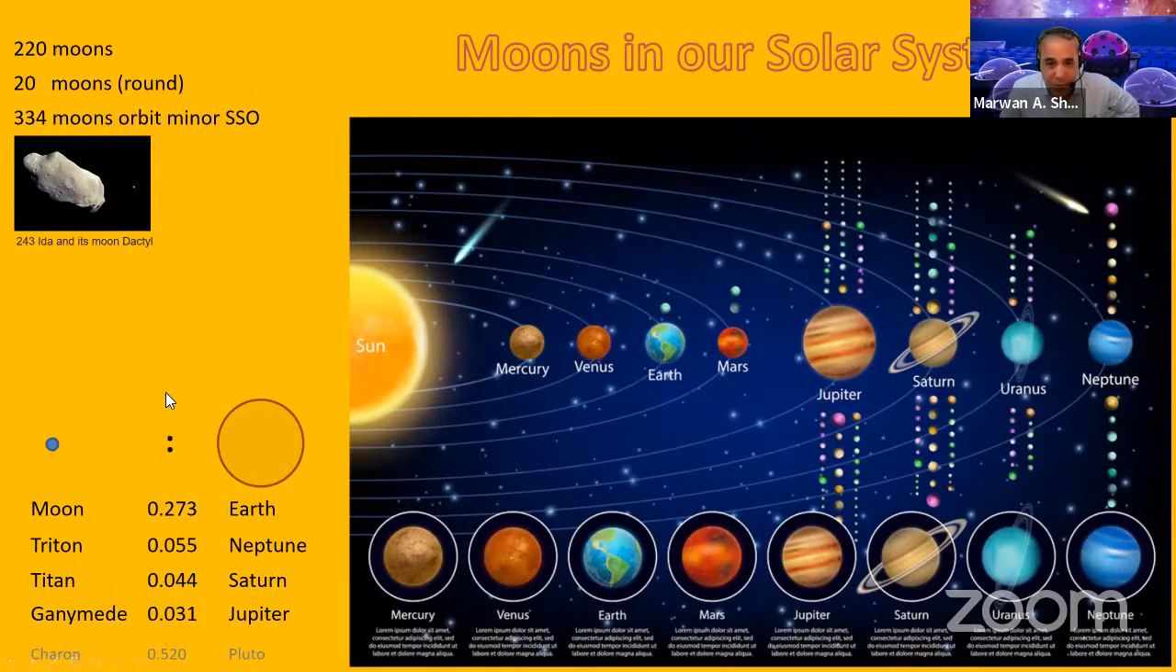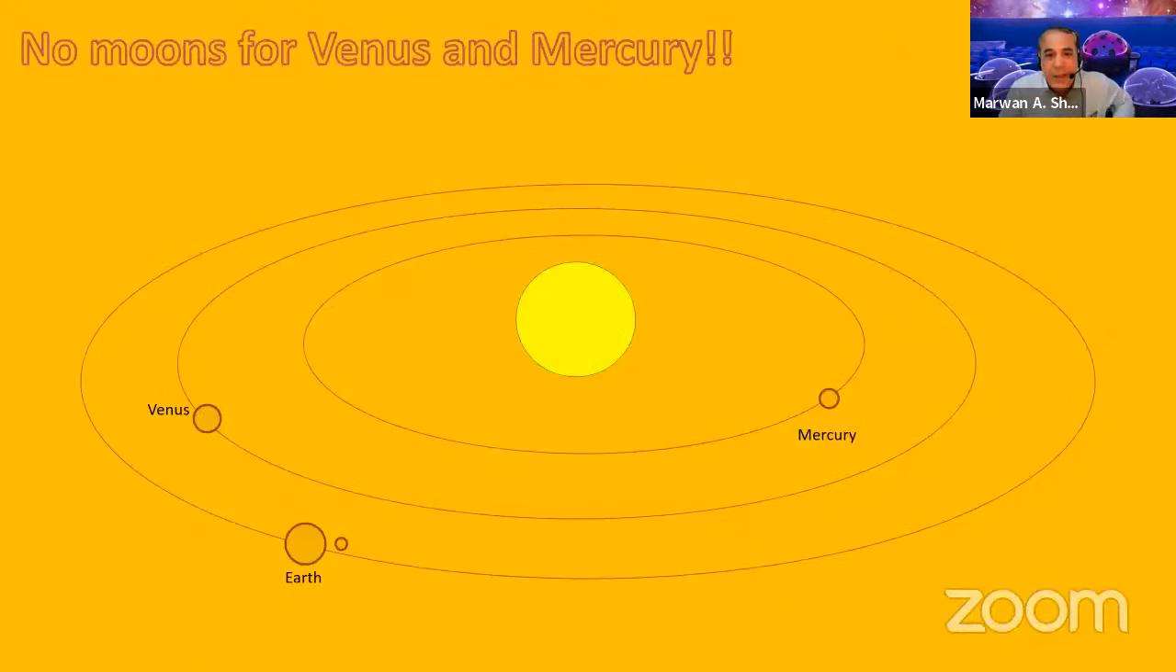So we have to put this in consideration, which means the closer the planet, if it has moons, maybe they would be large enough to be kept there. Why? We'll see later. Here, this means what? There is an absence of moons in the closer planets. Mercury does not have any moon, Venus too. Why?